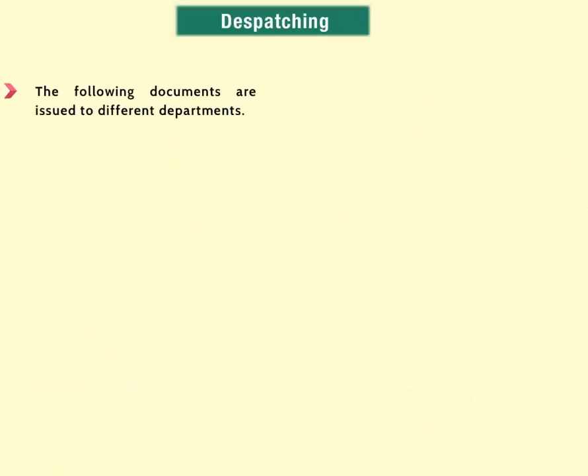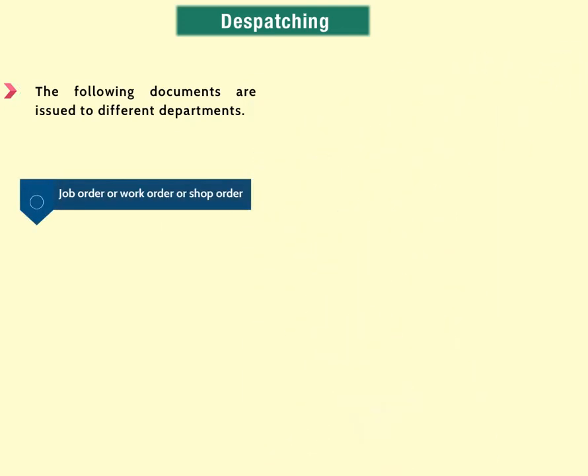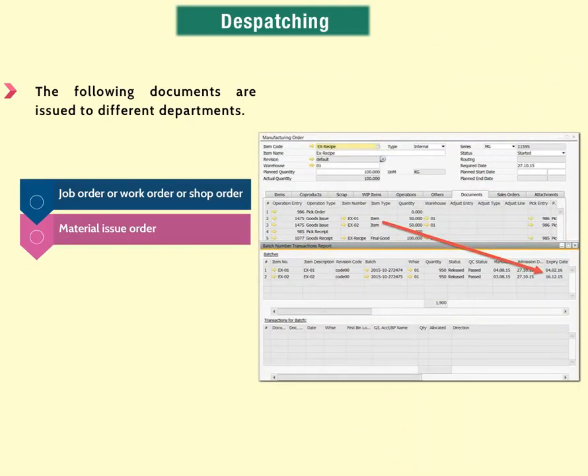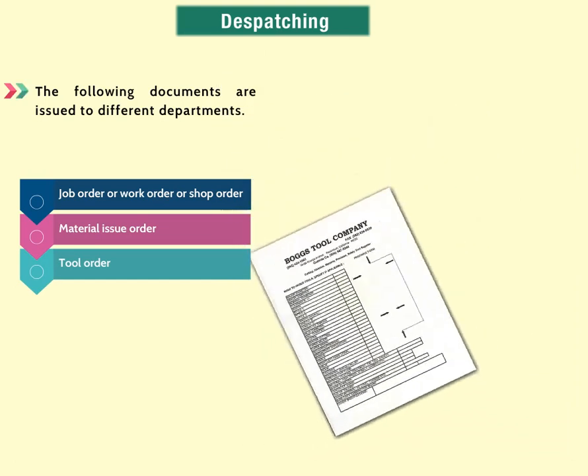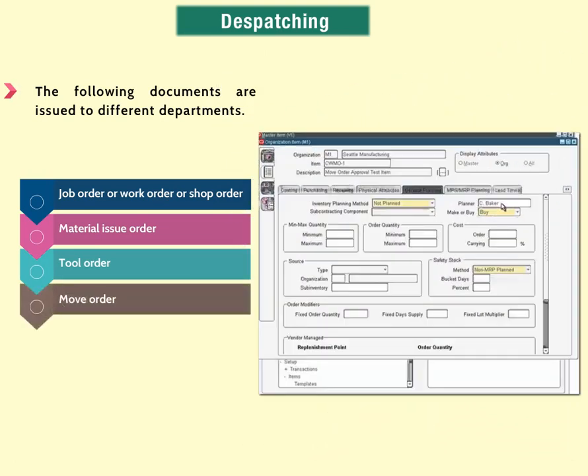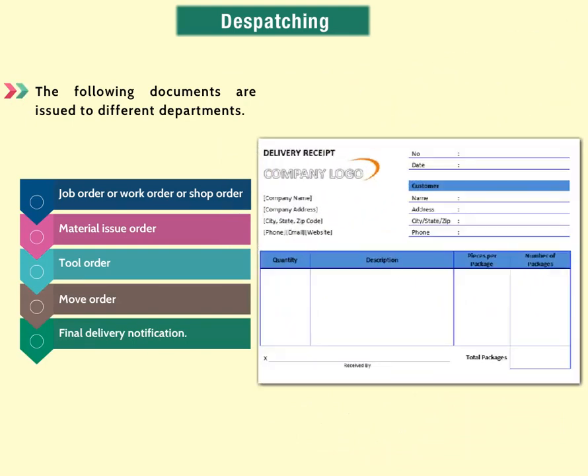The following documents are issued to different departments: job order or work order or shop order, material issue order, tool order, move order, final delivery notification.